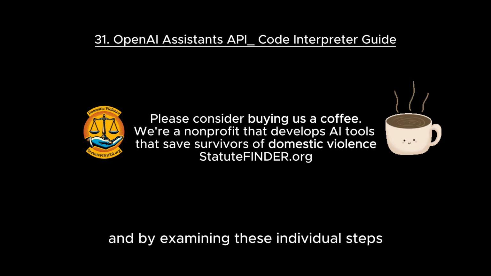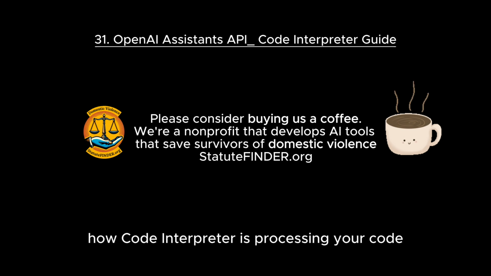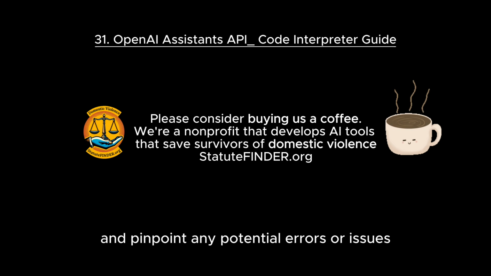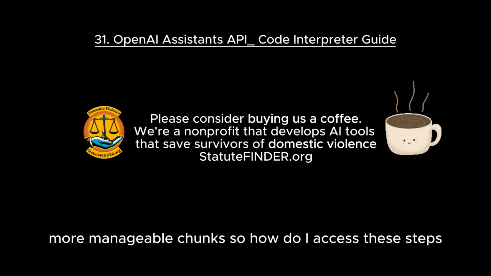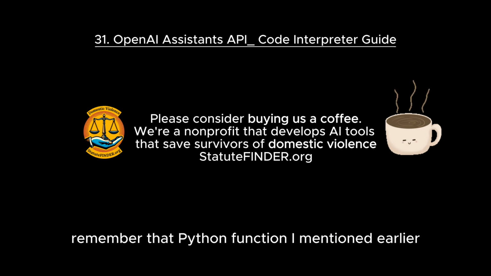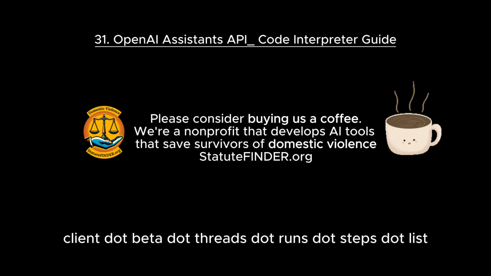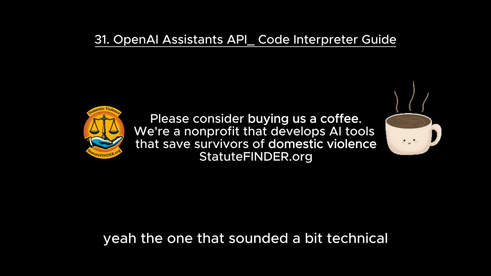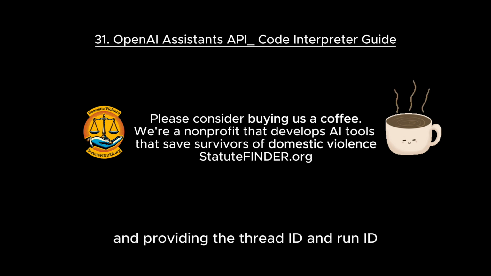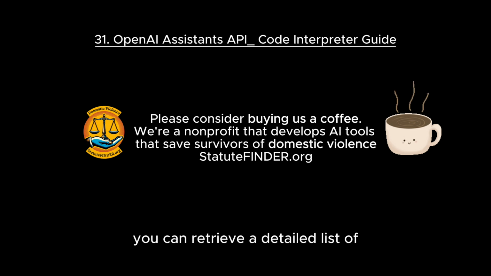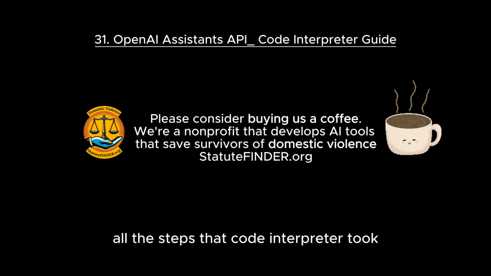And by examining these individual steps, you can gain a deeper understanding of how Code Interpreter is processing your code and pinpoint any potential errors or issues. That makes sense. It's like breaking down a complex task into smaller, more manageable chunks. So how do I access these steps? Remember that Python function I mentioned earlier, client.beta.threads.runs.steps.list? Yeah, the one that sounded a bit technical. Well, that's the key to unlocking the steps within a run. By using this function and providing the thread ID and run ID, you can retrieve a detailed list of all the steps that Code Interpreter took.